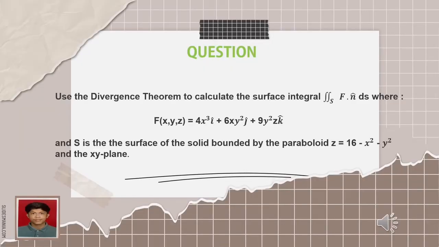Assalamualaikum warahmatullahi wabarakatuh. So I would like to explain how to solve this question. The question is: use the divergence theorem to calculate the surface integral where F(x,y,z) equals 4x cubed i plus 6xy squared j plus 9y squared z k, and S is the surface of the solid bounded by the paraboloid z equals 16 minus x squared minus y squared and the xy plane.